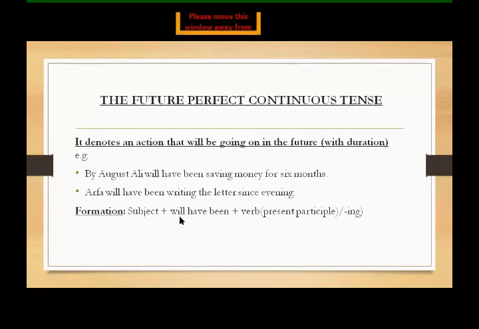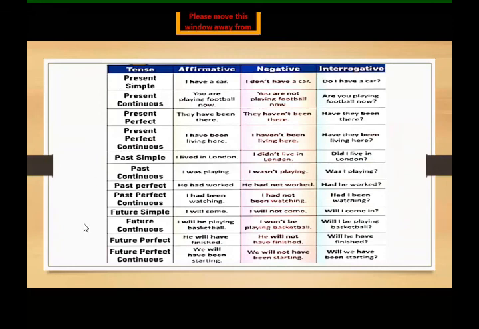Now there is a summary of the tenses. Let's see all the tenses with one example, negative and interrogative. Simple present: I have a car. Negative: I don't have a car. Interrogative: Do I have a car? Then present continuous: You are playing football. Negative: You are not playing football now. Interrogative: Are you playing football now?